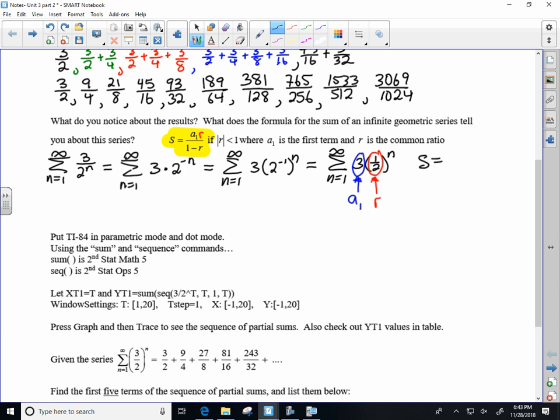So a sub 1 would be 3. The r value is 1/2, in red, over 1 minus 1/2. So 3/2 over 1/2 will be 3. Okay, good.